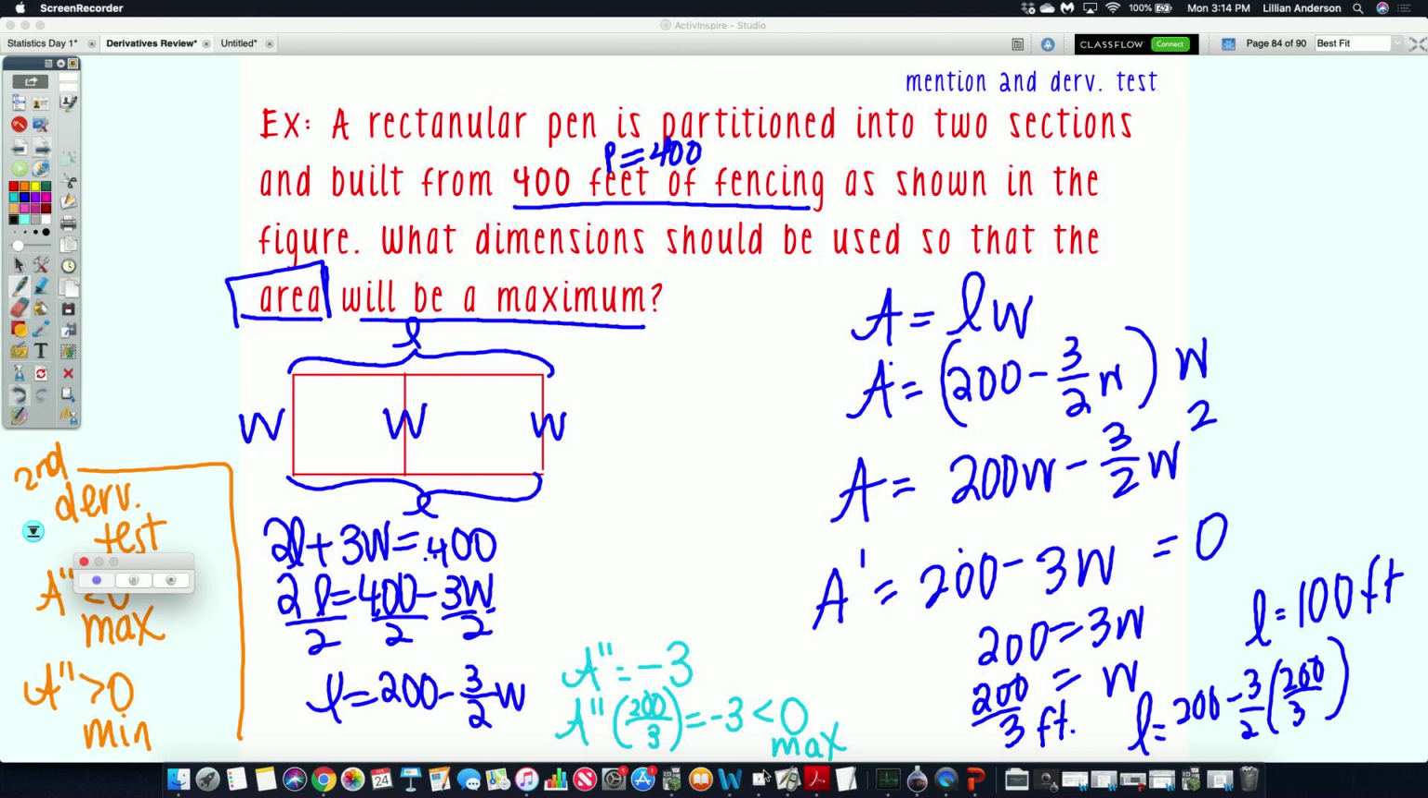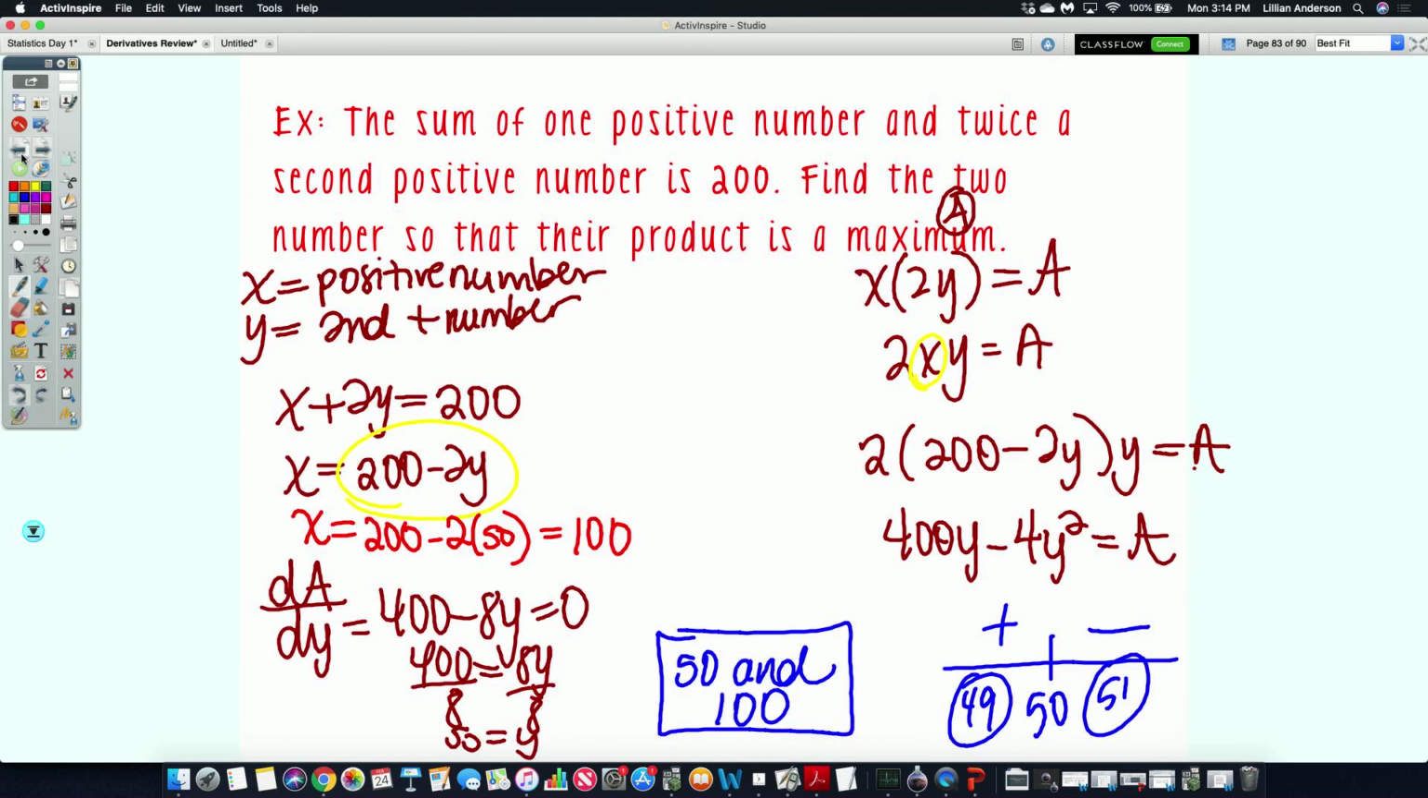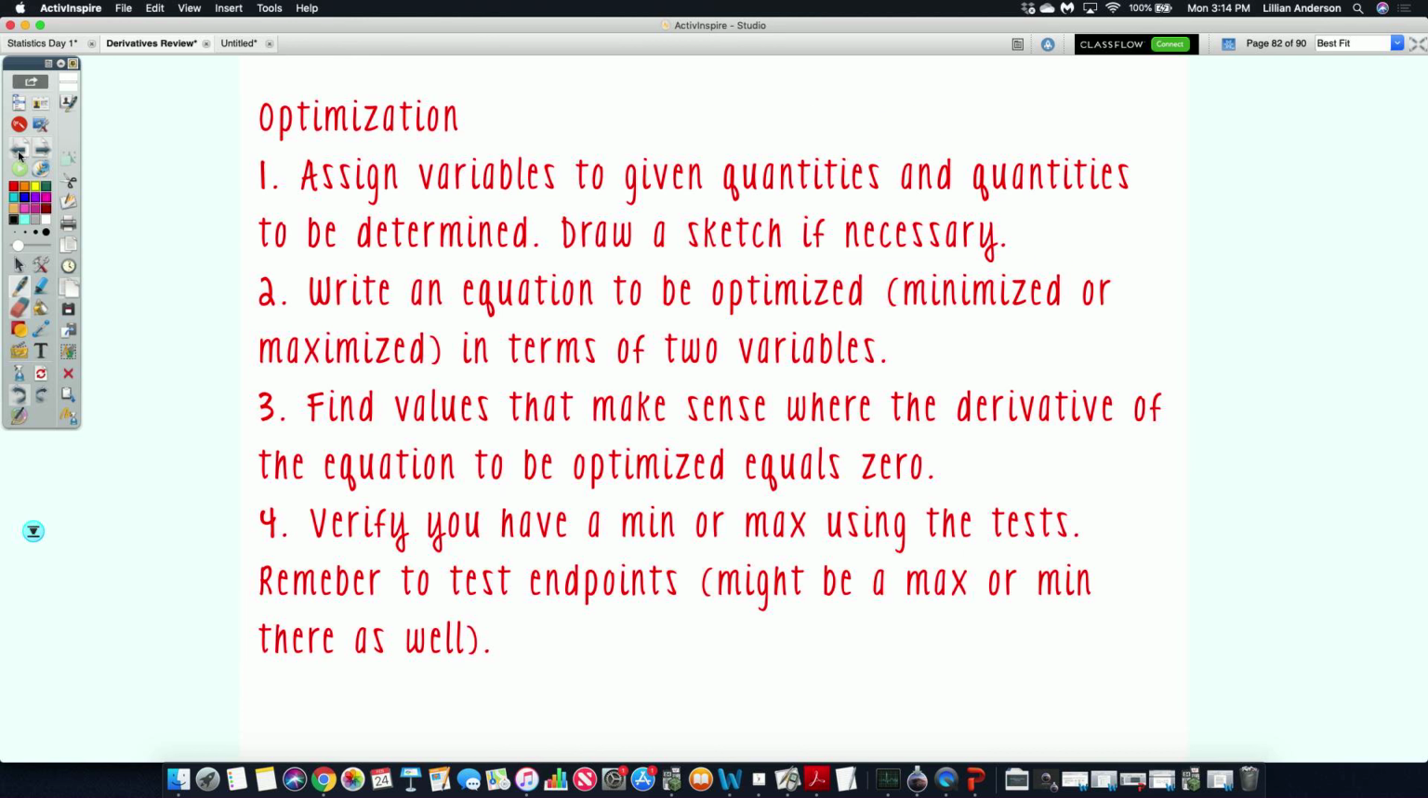Covered a lot today, but remember with optimization, you have these steps that you should follow. Assign your variables, create your equations, especially the one that needs to be optimized. Solve one of the equations and plug it in. And then don't forget to verify if you have a min or a max. That'll let you know if you've got the right number or not. Regarding derivatives and graphing, the first derivative talks about increasing, decreasing, and extrema, whereas the second derivative talks about concavity and inflection points.